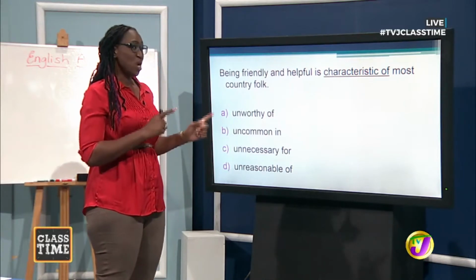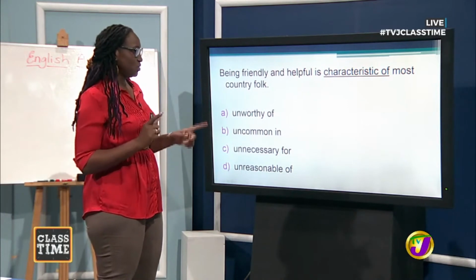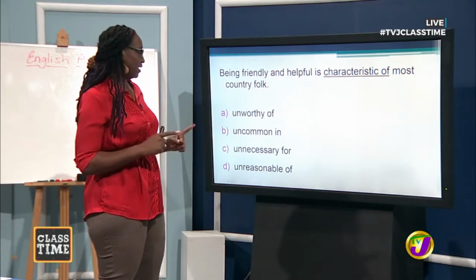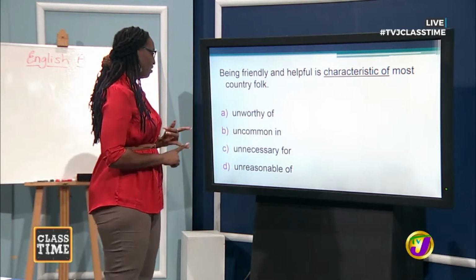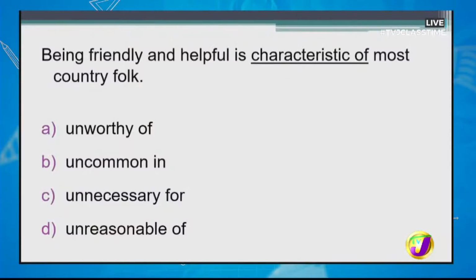So what is not characteristic? What would you say is the opposite of that? So is it unworthy of? Is it uncommon in? Is it unnecessary for? Or is it unreasonable of? So something that is the opposite of characteristic of. Ready with your answer? I hope you are, and I hope it's right.